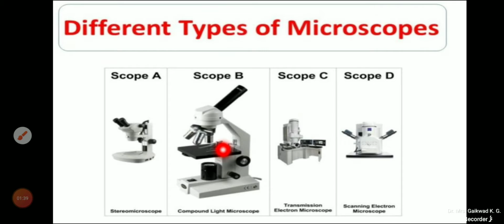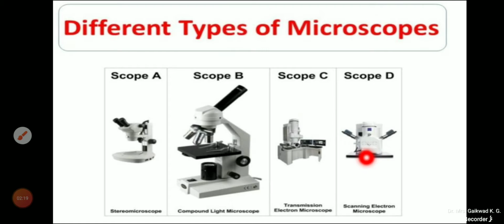This compound microscope, we generally see it in the laboratory. Here a beam of light is used to make things visible, and hence it is called the light microscope. To see the interior of the cell, we need the electron microscope. Two different types of electron microscopes are there: the transmission electron microscope and the scanning electron microscope, called TEM and SEM.